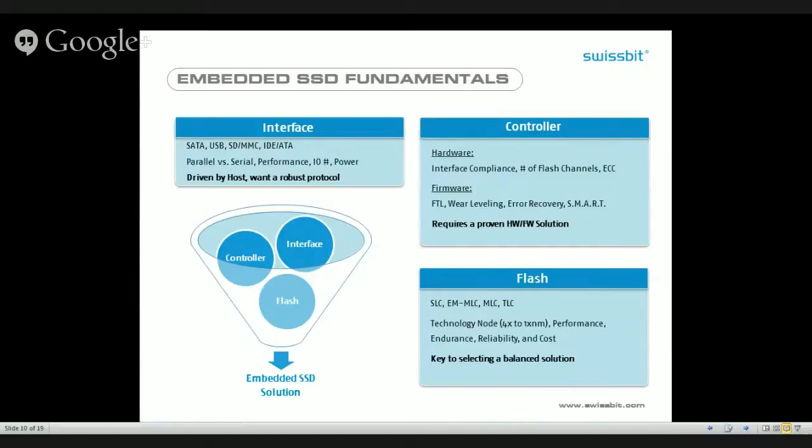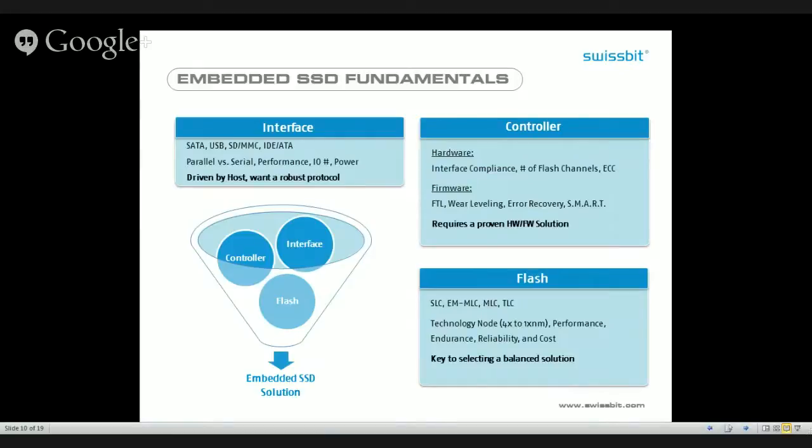The firmware handles the flash translation layer and the efficiencies with which data is written from the host to the drive. Another key aspect is wear leveling and making sure that the NAND flash is worn evenly across. Also, error recovery. As the die lithographies get smaller and smaller, the raw bit error rate of the NAND flash goes up.